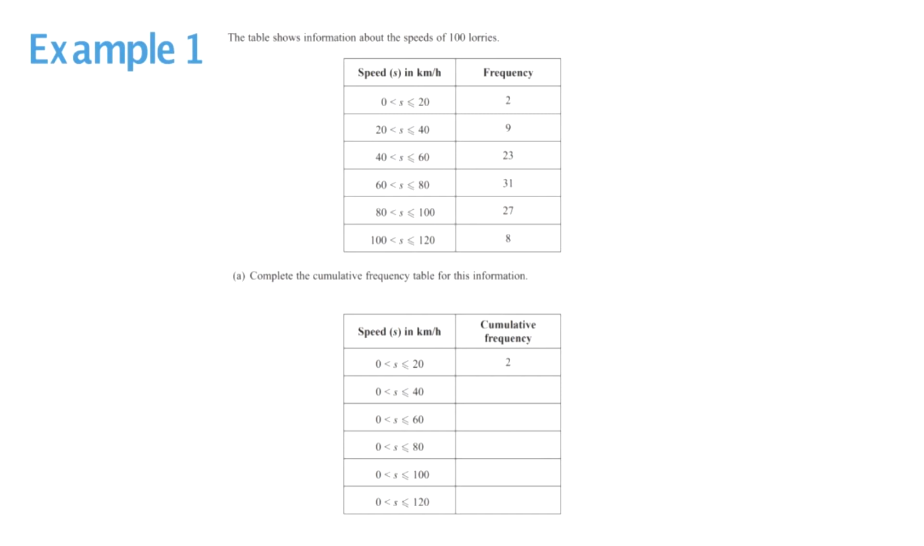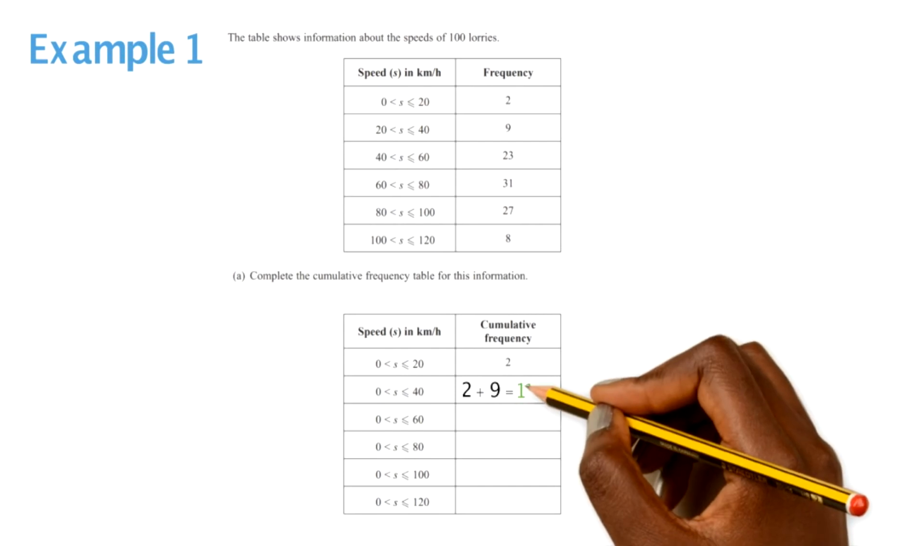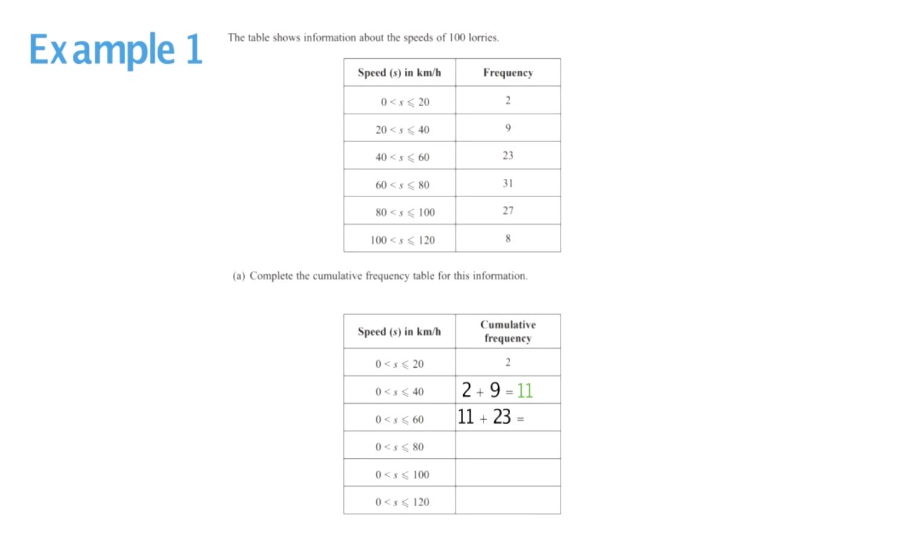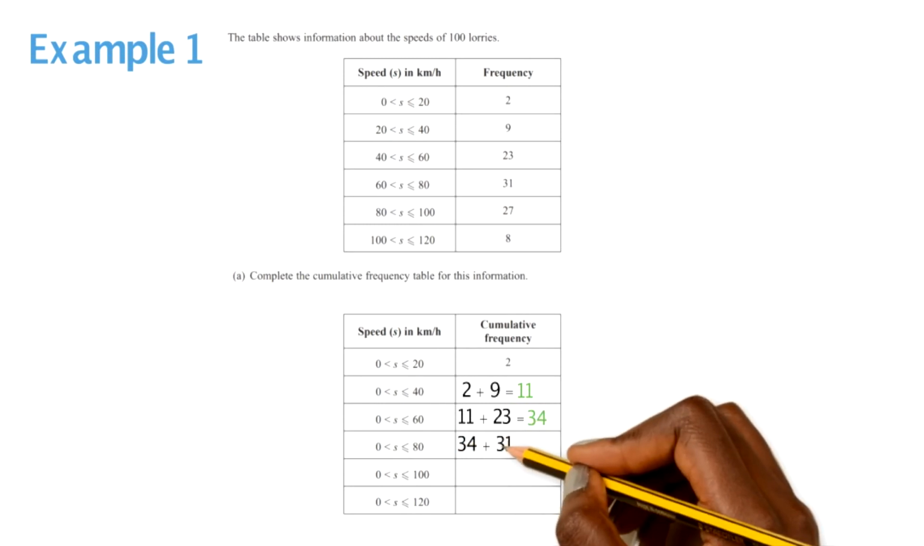So in this scenario, it wants us to complete the cumulative frequency table. So as I mentioned before, cumulative frequency is when you add all the frequencies together, and you're just basically going to do that going along. So the first one would be 2 plus the 9, then 11, then 11 plus the 23, and so on.